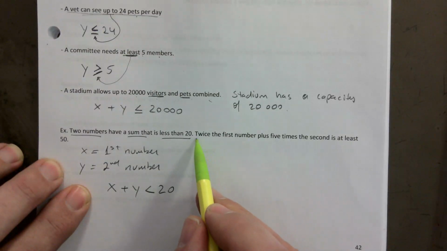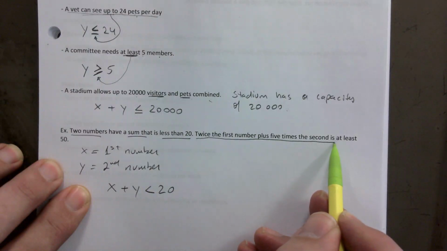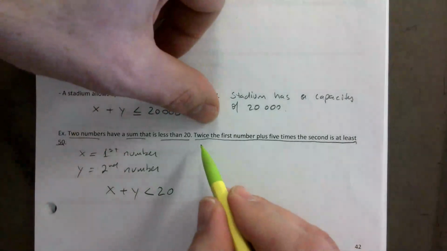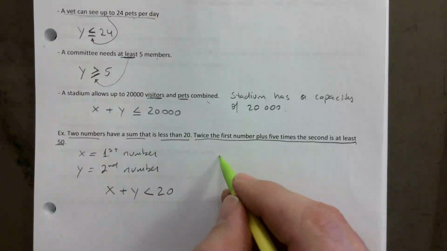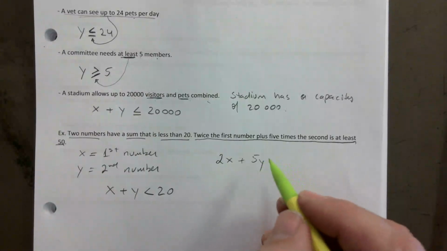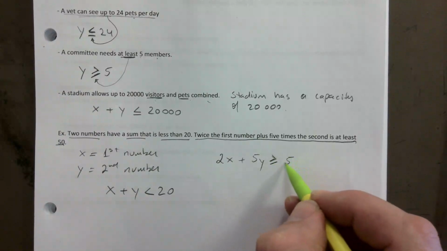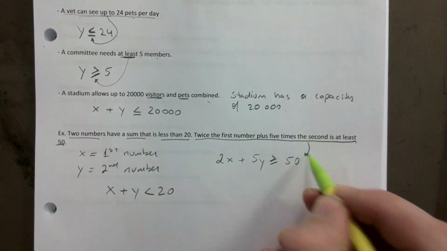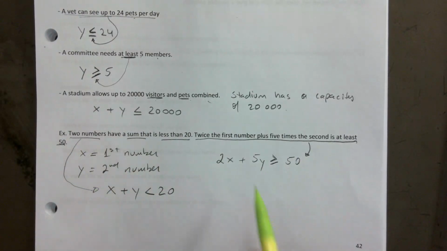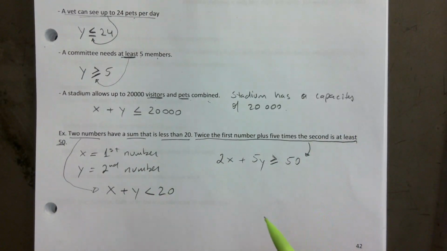And then it's another statement. Twice the first number plus 5 times the second number is at least 50. So just do exactly what it tells you here. Twice the first number plus 5 times the second number is at least, so it's greater than or equal to 50. Okay, so this is inequality number 2, and this is inequality number 1. Okay, so you've got two inequalities which you could technically graph now if I asked you to do it.